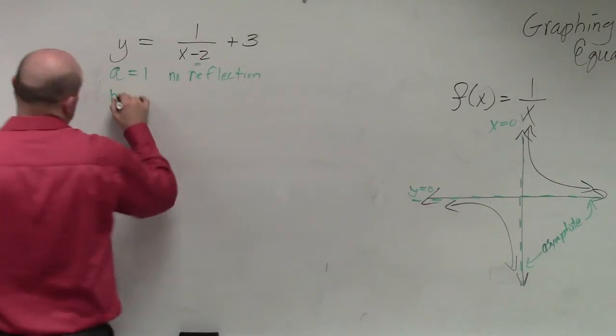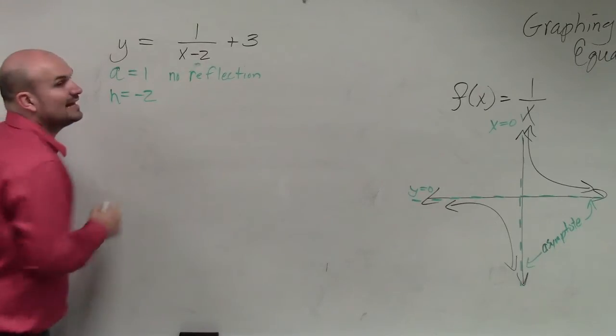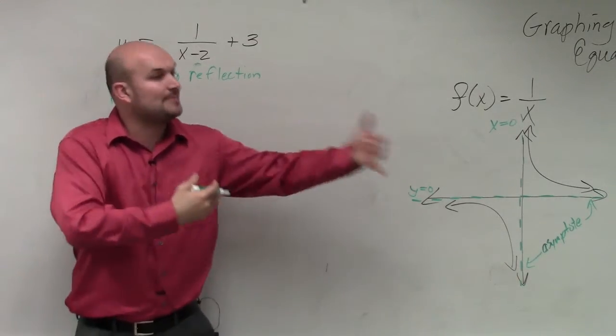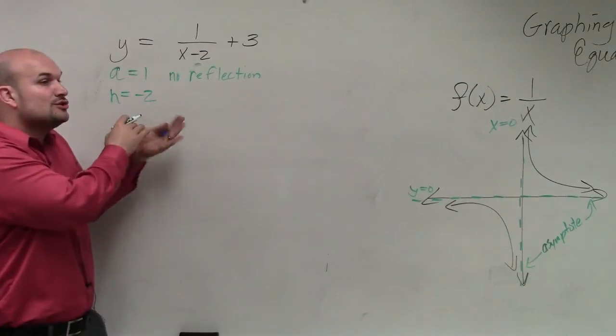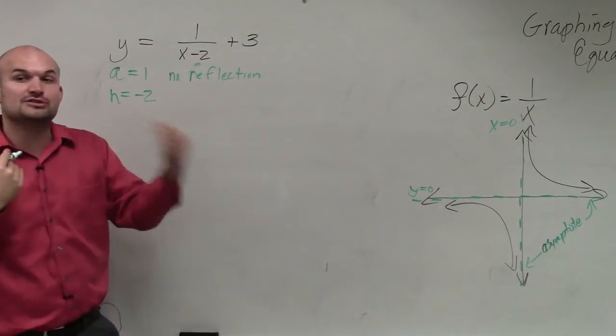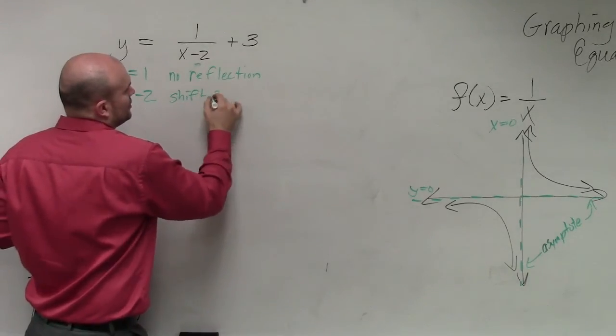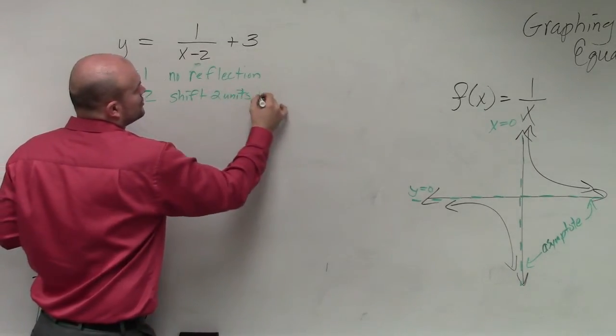So we look at h. H in this case is equal to -2. Now remember, we talked about h shifts us left to right, but it's also in the opposite direction. So it's not going to be 2 units to the left, but it's actually going to be 2 units to the right. So we're going to shift the graph 2 units to the right.